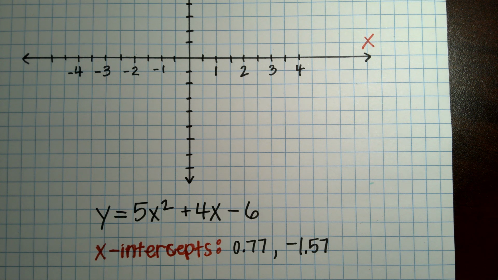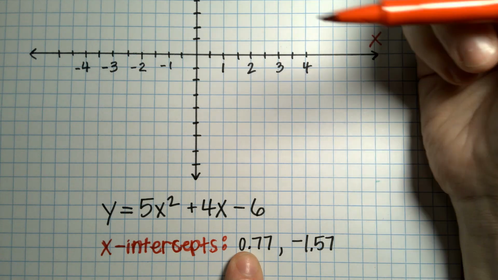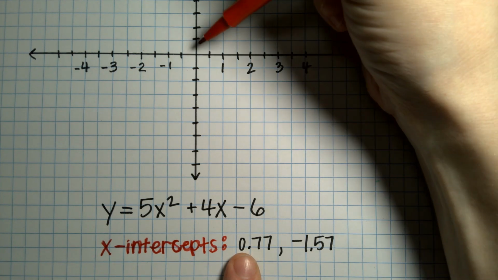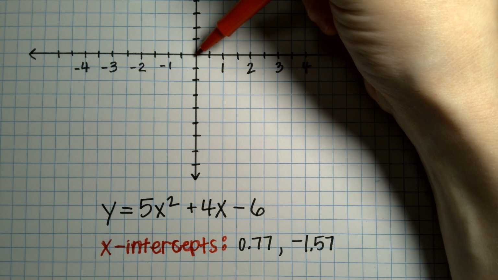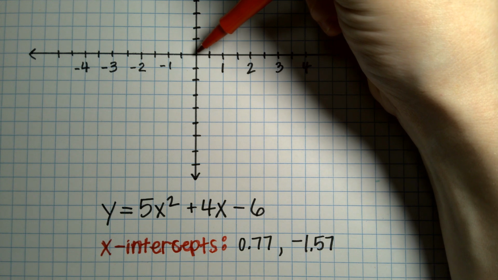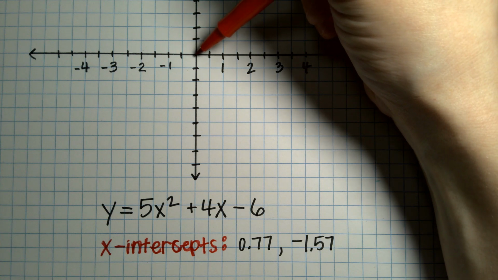So let's graph the x-intercepts we found. 0.77, that's our first one we're going to look at. If I'm looking at the x-axis here, starting at 0, right in the middle, if I want to plot 0.77, should I go to the right or the left? Right. To the right, good.